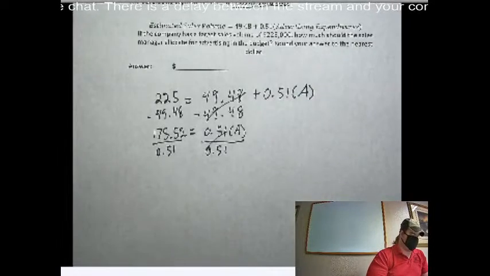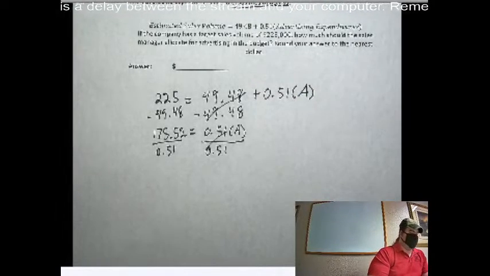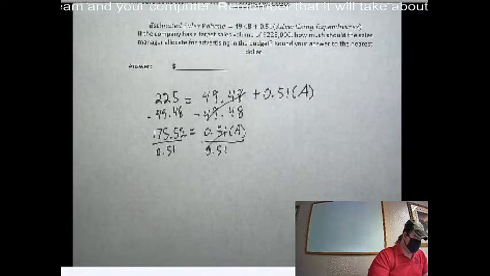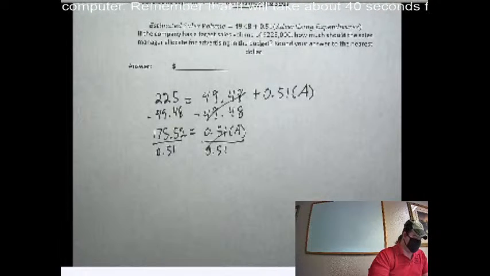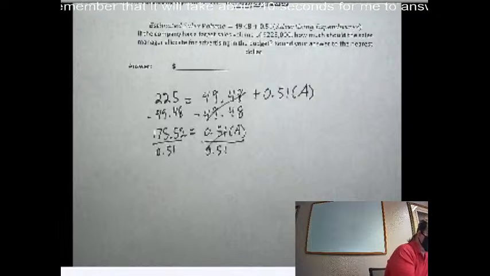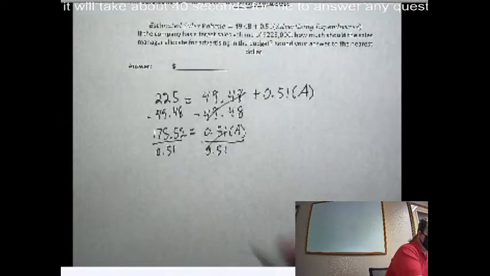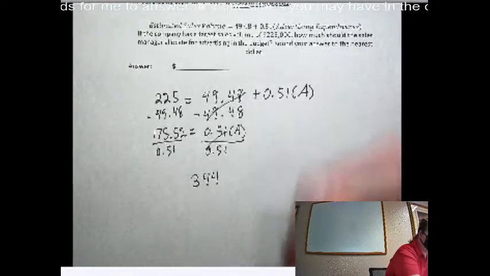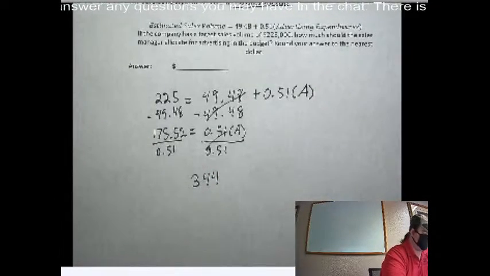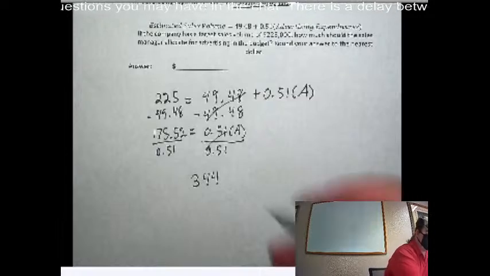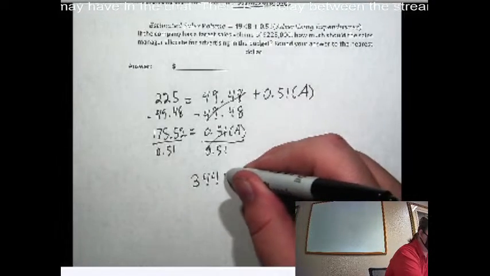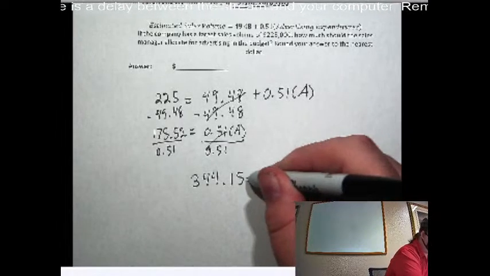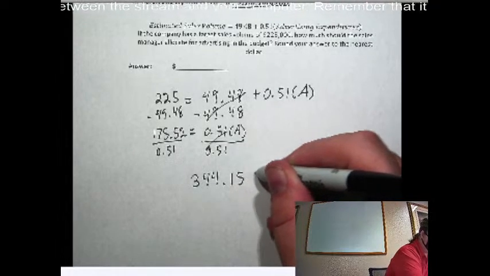Let's see what we get on the other side. So divide 175.52 by 0.51. We should get a pretty decently large number here. Yep. So we get 344. Oh, well, I guess we need to add some more decimal places here. 344.157.